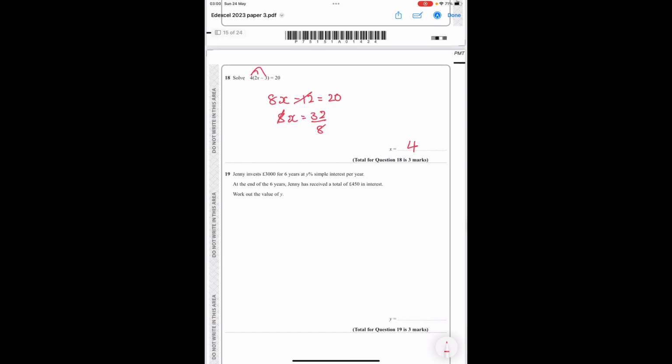Question 19. Jenny invests £3,000 for 6 years at Y% simple interest. At the end of the 6 years, she's received £450. Work out the value of the interest. So we'll begin by doing 450 divided by 6, which gives us £75 each year. So what fraction of that interest, so 75 divided by 3,000, gives us the answer of 0.025. Now to convert that into a percent, we times by 100, and that gives us interest rate of 2.5.